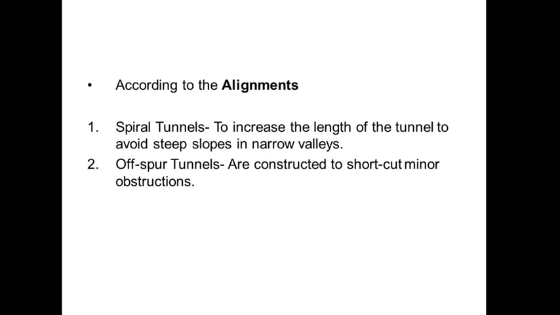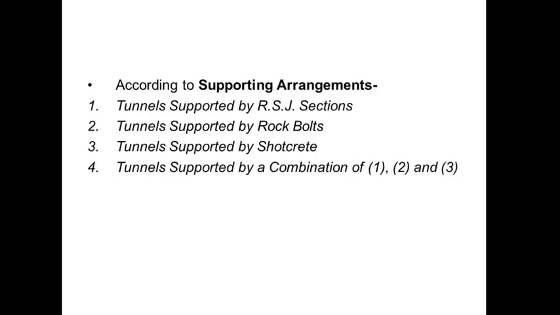According to the alignment, tunnels are classified as spiral tunnels, to increase the length of tunnel to avoid steep slopes in narrow valleys. Second, offset tunnels are constructed to shortcut minor obstructions. So according to the alignment, these are offset tunnels and spiral tunnels.